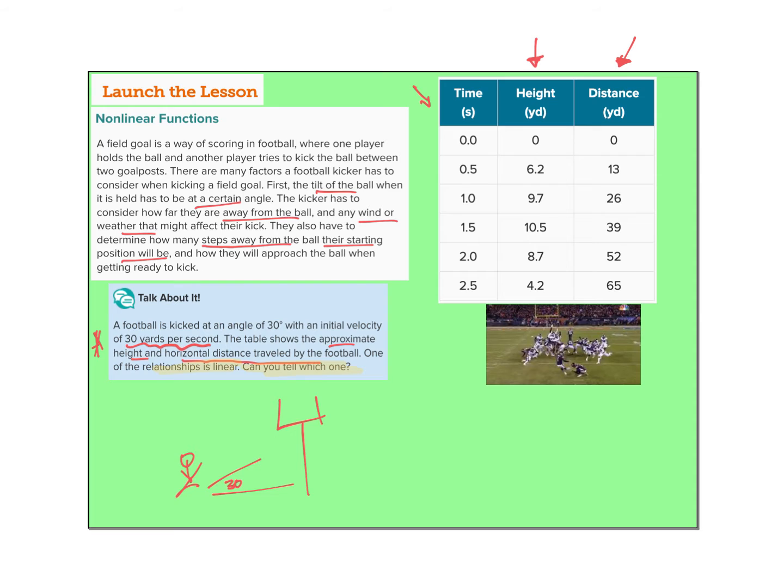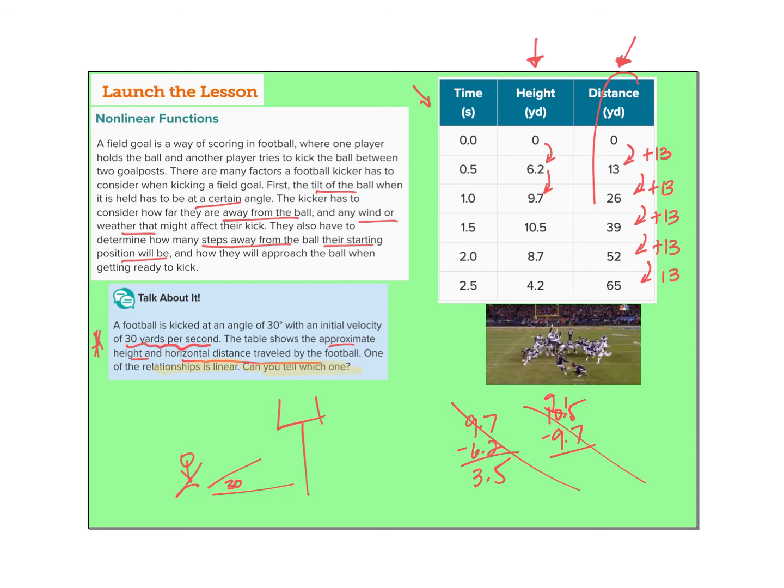All right, so here's what I would do. I would start looking, is there any kind of pattern? Well, here, my distance looks like it's going up 13 every single time. That's a constant rate of change. That means the distance is probably linear from where I kicked it from. The height, if you look at this, is not going up by the same amount every time. If I did 9.7 take away 6.2, I get 3.5. If I do 10.5 minus 9.7, I do not get 3.5. So not the same answer. So that is not linear. So the distance is linear.